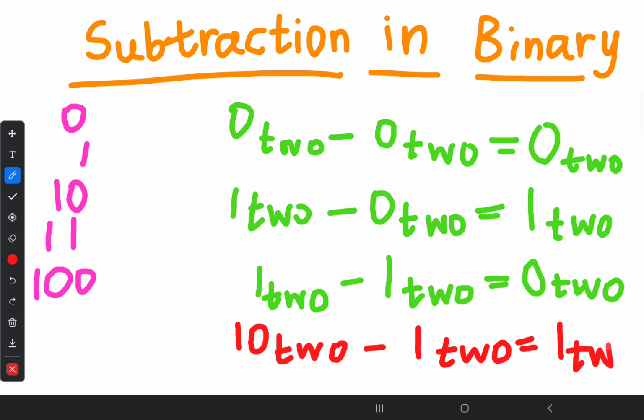If you understood the addition part clearly. If you are not clear with that, just look at that again. If you are not clear with the addition, you cannot understand the subtraction part.